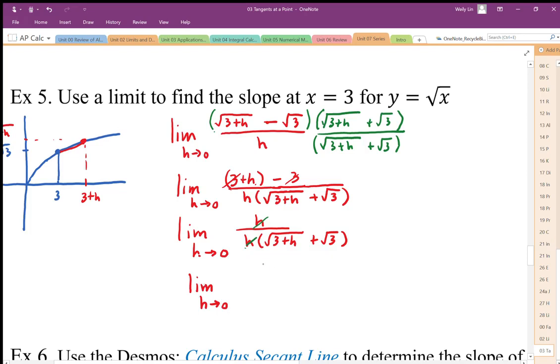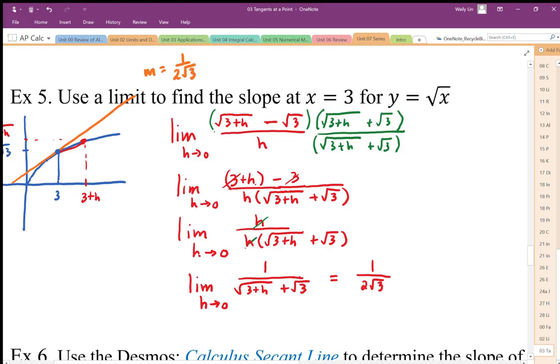And this is going to end up being 1 divided by square root of 3 plus h plus square root 3. So if I let h be 0, that's not a problem because it's going to give me square root 3 plus square root 3. Well, I can evaluate that. That's going to be 1 divided by 2 square root 3's in the denominator. It's just going to be 2 root 3. So there's my slope. The tangent line slope at that point x equals 3, we're claiming is 1 over 2 root 3, and that's true.